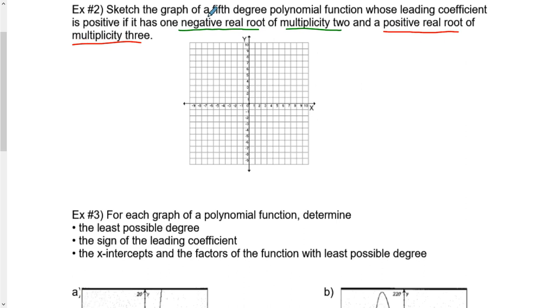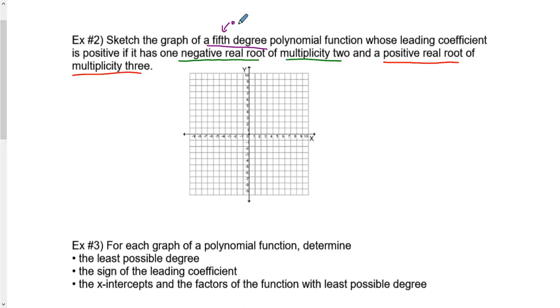We also know that it's a 5th degree, which means it's odd, but its leading coefficient is positive. If it's odd and the leading coefficient is positive, it means that it's going to be going from quadrant 3 to quadrant 1. So it's going to have to start in quadrant 3 and end in quadrant 1. By using our roots, we'll also be able to do proper sketching.